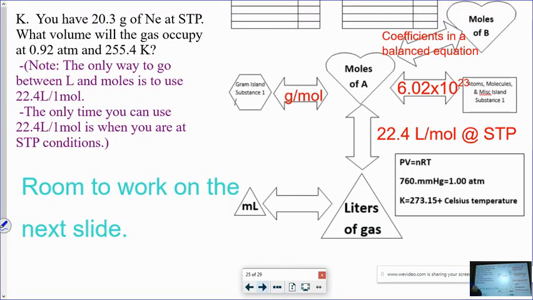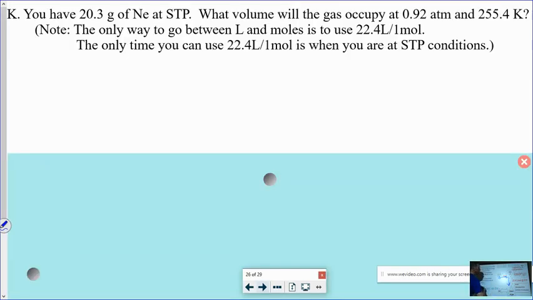So in this problem, it says we have 20.3 grams of neon at STP. What volume will it occupy? So we're here on gram island. We're going to have to go over to mole island, and then we're going to have to go down to liter island to get our answers in order to solve this problem. So again, we have the 20.3 grams of neon at STP. What volume of gas will that occupy at 0.92 atmospheres and 255.4 Kelvin?